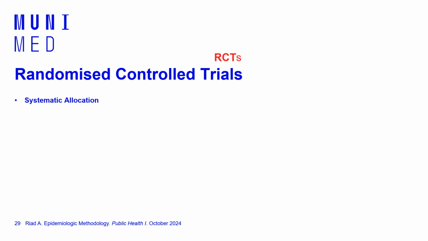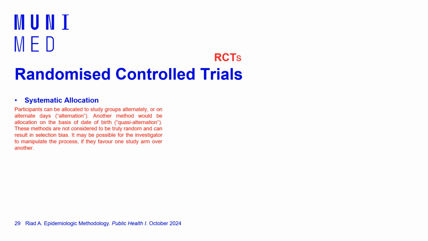So let's see the methods that we use to do randomization. The first method is called systematic allocation, and systematic allocation is based on the idea of alternation in patients' recruitment. So let's say that all the patients who come on Saturday will receive treatment A, or the active treatment, and all the patients who come on Sunday will receive treatment B, or the second treatment, or the placebo treatment. Okay, then the patients who come on Monday will receive treatment A again.